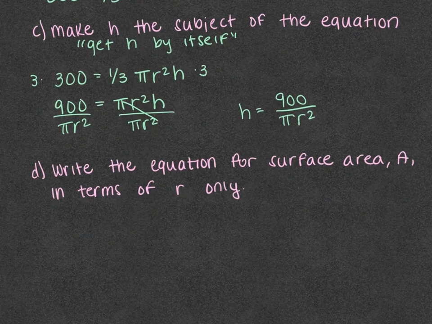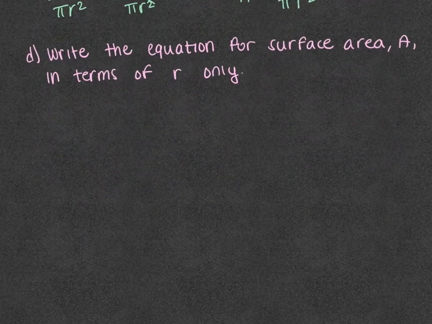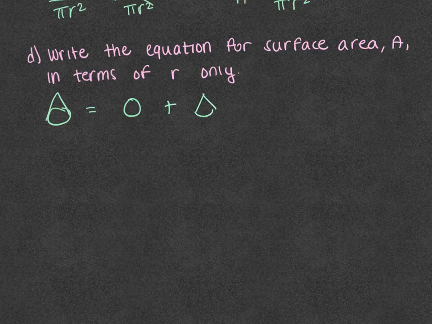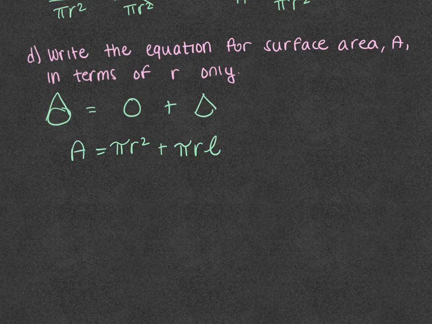All right, so now for the hard part, putting everything together. We want to write the equation for the surface area in terms of r only. So the first thing we have to do, if you remember from way back when, is figure out what the pieces of a cone are. A cone is made up of a circle plus a cone curve. If you look at your formula sheet, you've got the formula for the area of both of these. The area of a circle is pi r squared, and the area of a cone curve is pi r l, where l is the slant height. If we add those two things together, that would be the surface area of the full cone.